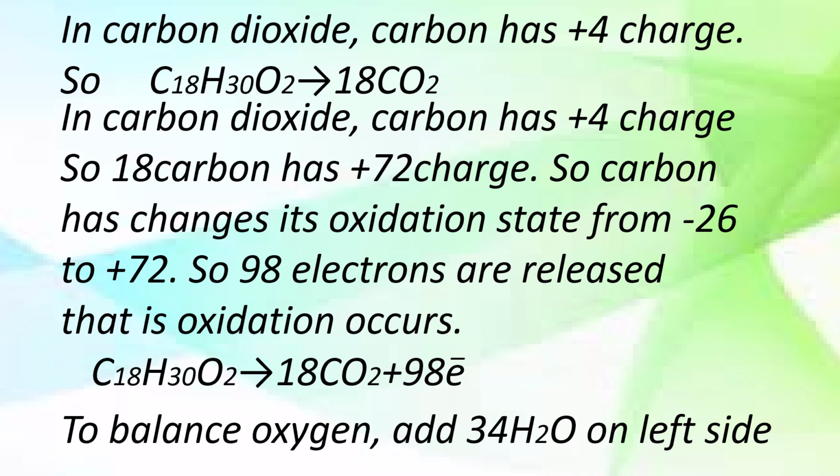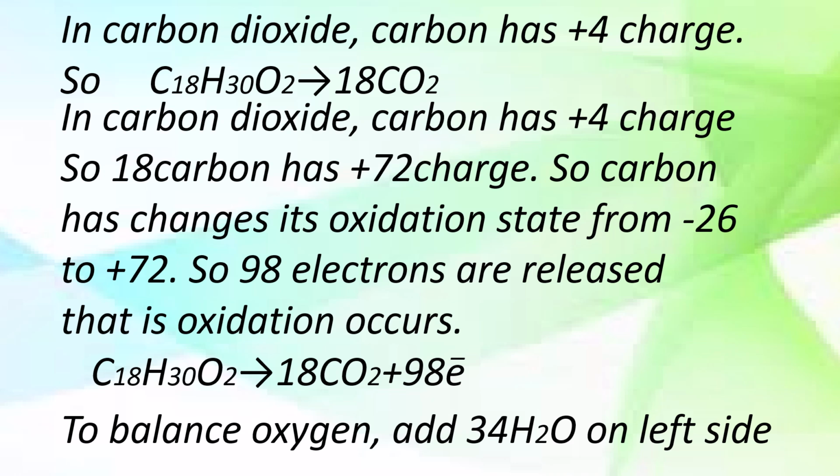In carbon dioxide, carbon has +4 charge. So 18 carbon has +72 charge. We will multiply +4 by 18. It becomes +72 charge. So carbon changes its oxidation state from -26 to +72. This is approximately 98 electrons released, that is, oxidation occurs.